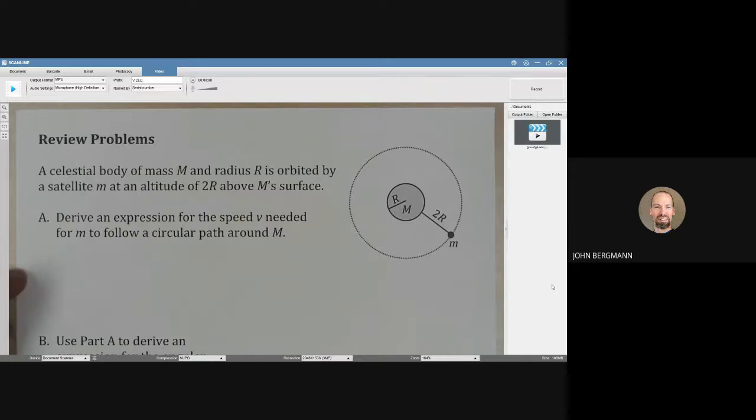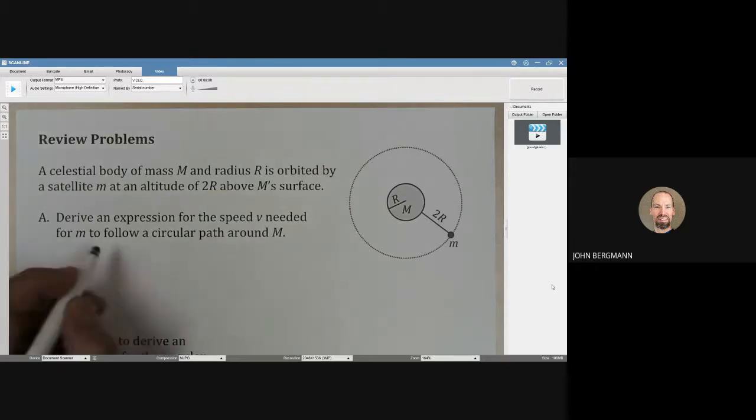A celestial body of mass big M and radius r is orbited by a satellite little m at an altitude of 2r above M's surface. You can see the picture there, trying to depict what has been described. Derive an expression for the speed v needed for m to follow a circular path around big M.